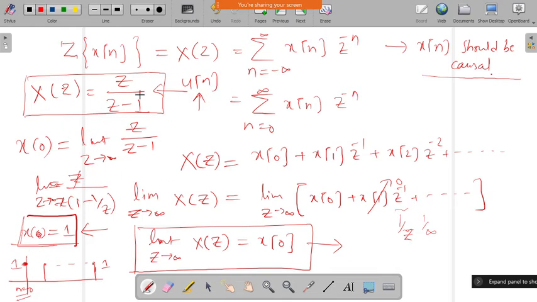Similarly, the same thing we can apply for the final value theorem. The final value at infinity of this unit step function is also 1, and we will see whether it comes out that way by using the final value theorem.